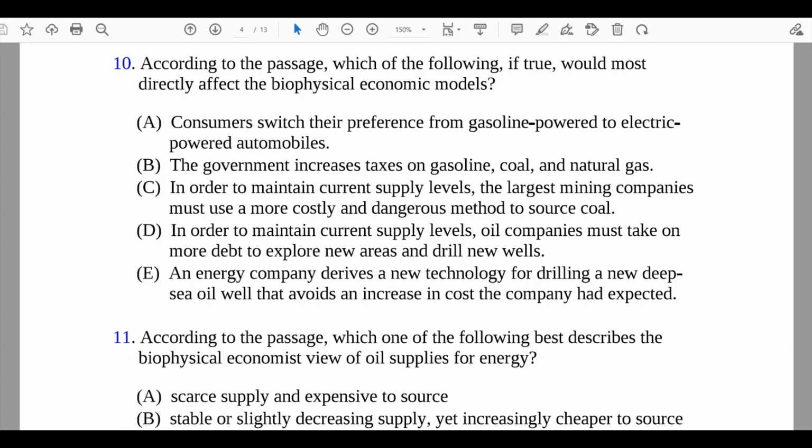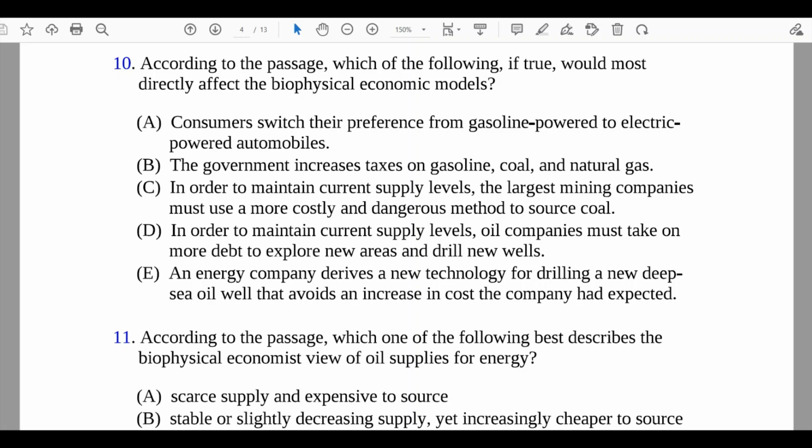According to the passage, which of the following, if true, would most directly affect the biophysical economic models? A option. Consumers switch their preference from gasoline-powered to electric-powered automobiles. B option. The government increases taxes on gasoline, coal, and natural gas. C option. In order to maintain current supply levels, the largest mining companies must use a more costly and dangerous method to source coal.